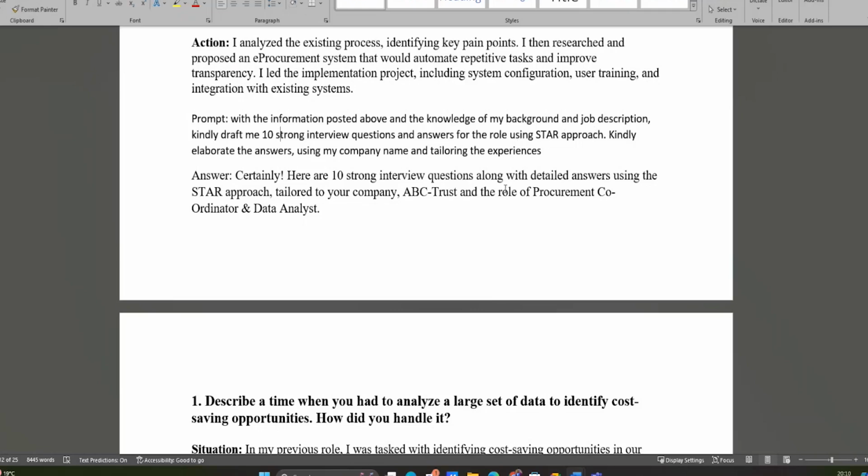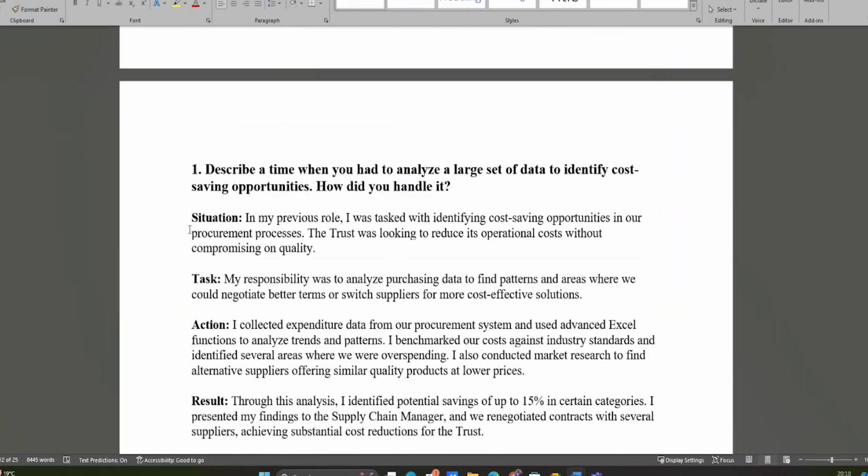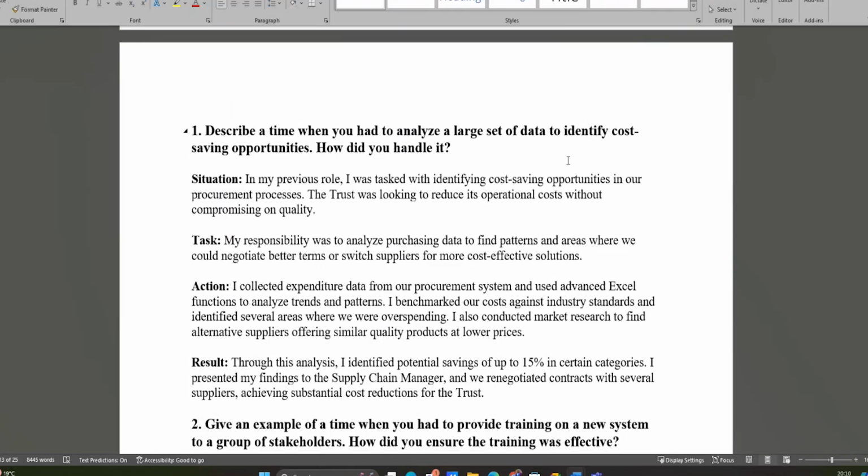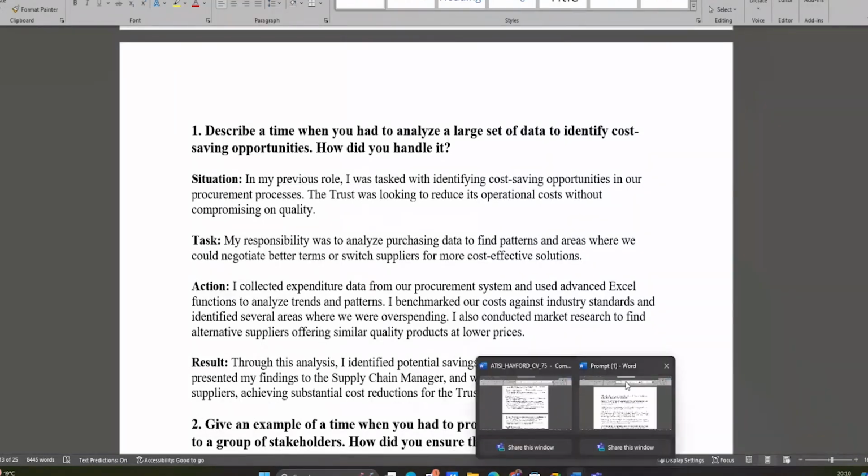What do we mean by the STAR approach? Remember, I said it the other day. It is the situation. What was the situation that warranted you to do that thing? Because you've written something in your CV already. Let me give you an example.